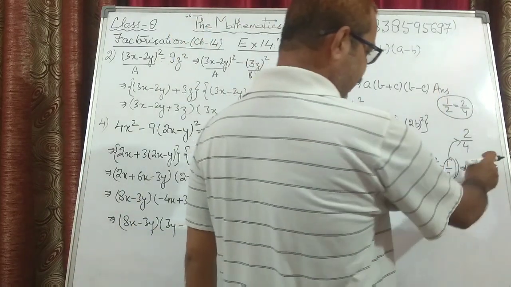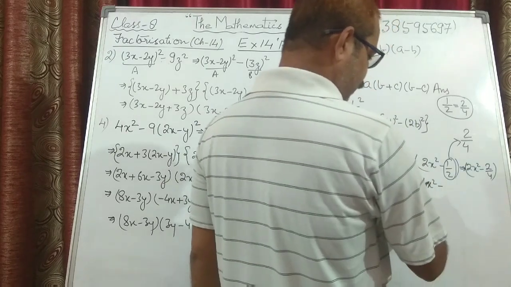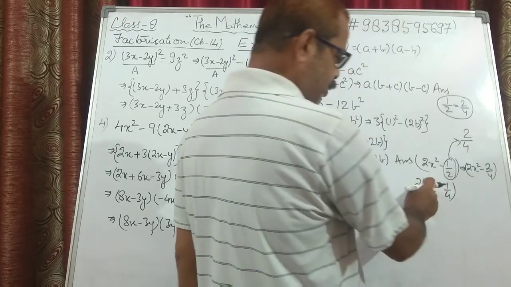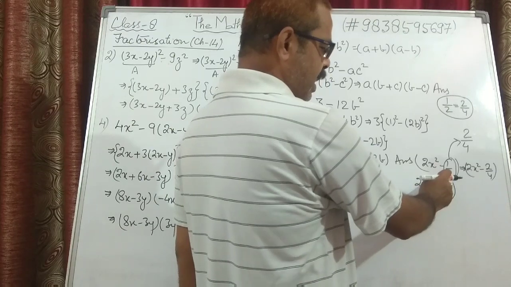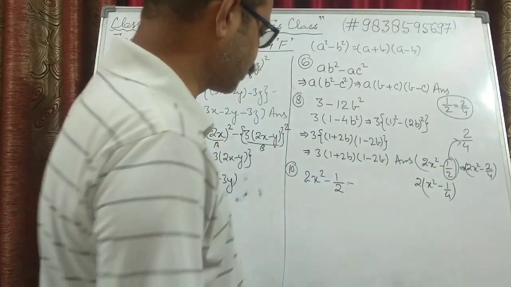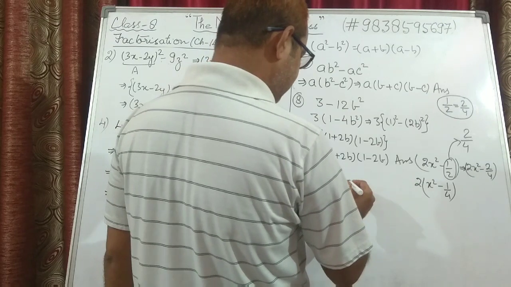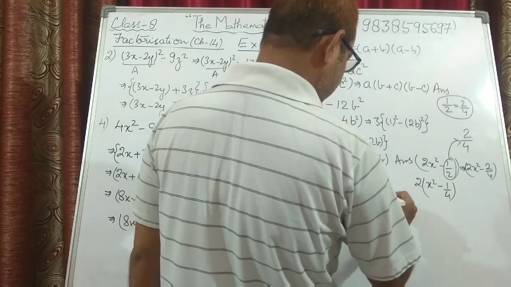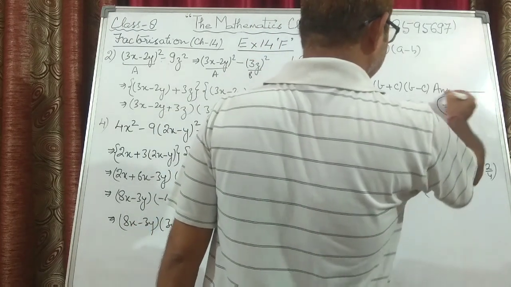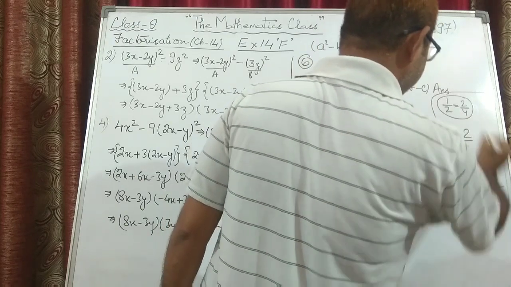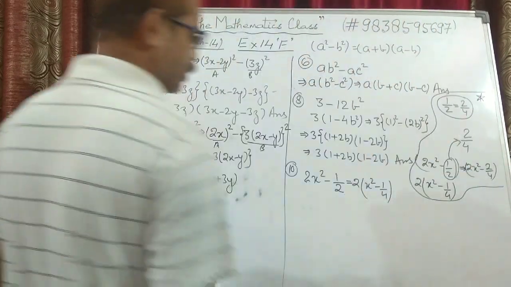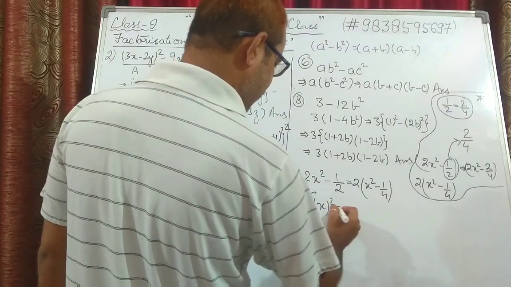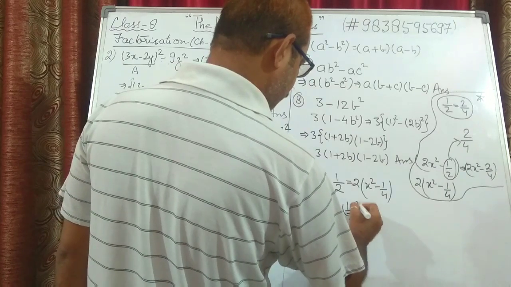So now if I take 2 common from this and this, what will be left? X square minus 1 upon 4. And now we know that x square can be written as x whole square and 1 upon 4 can be written as 1 upon 2 whole square. So we have taken 2 common and we are left with x square minus 1 upon 4. This is your explanation.